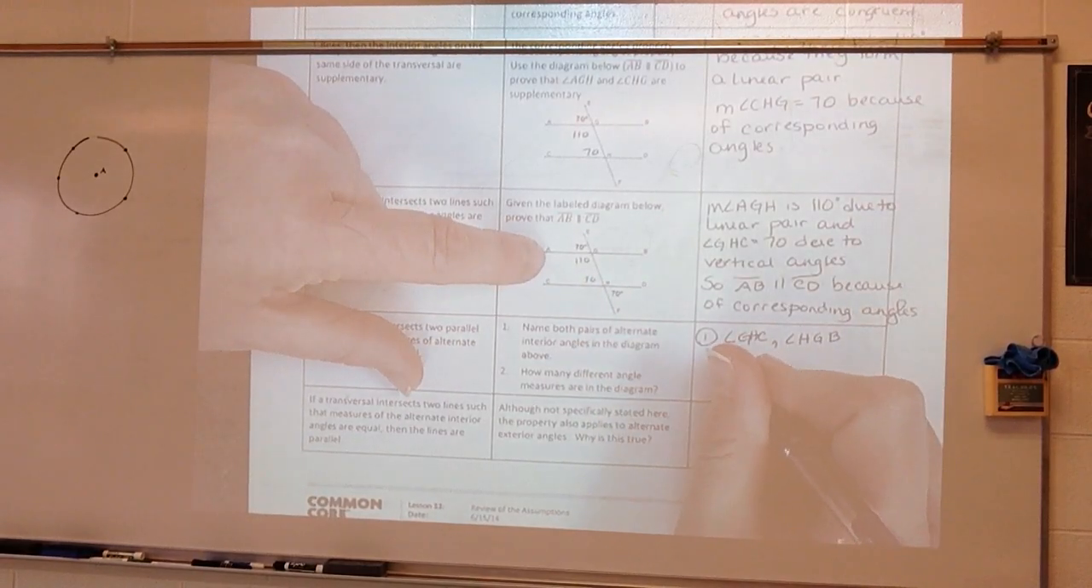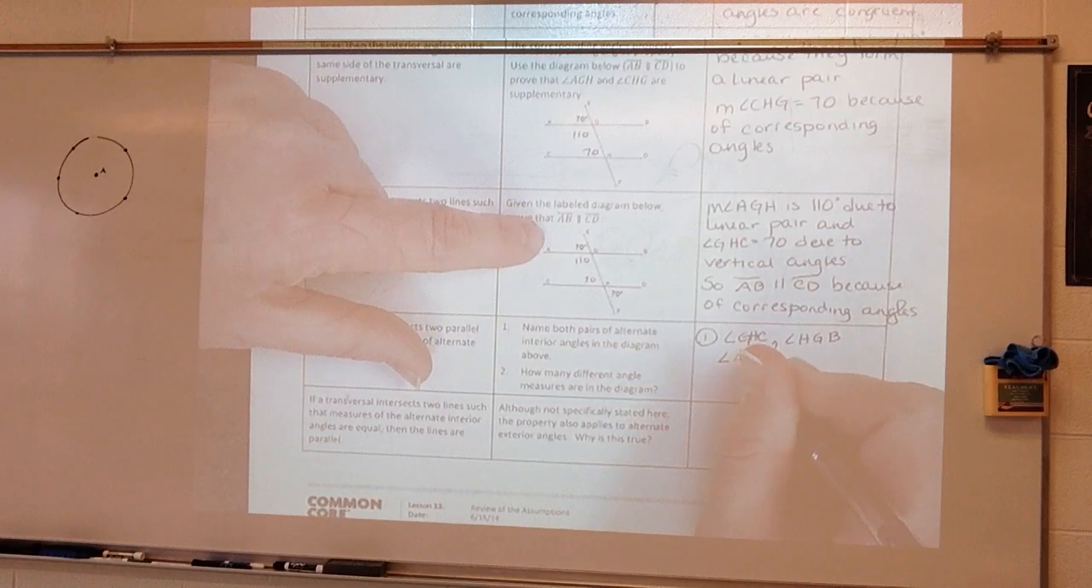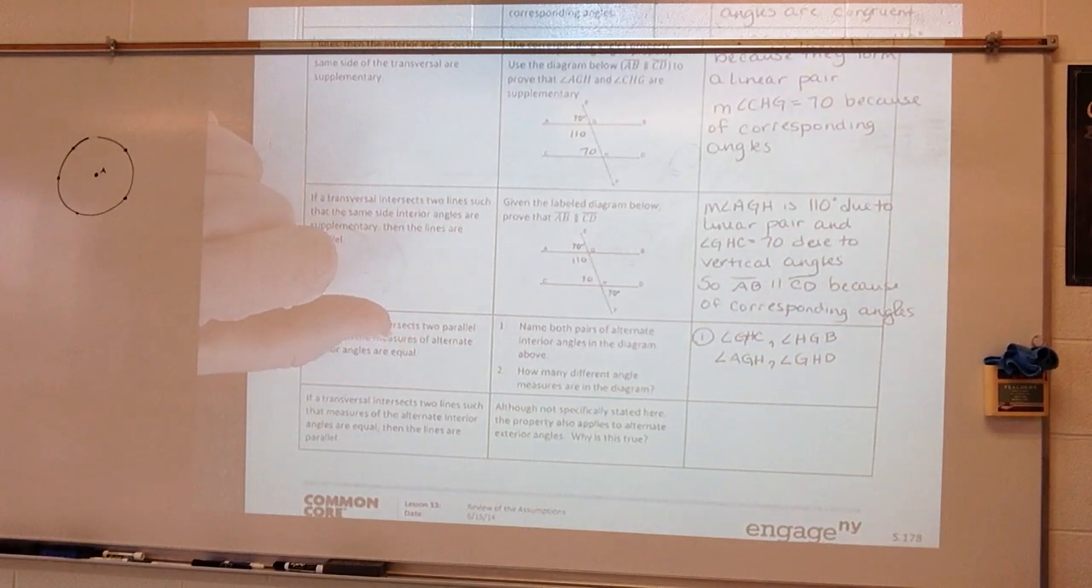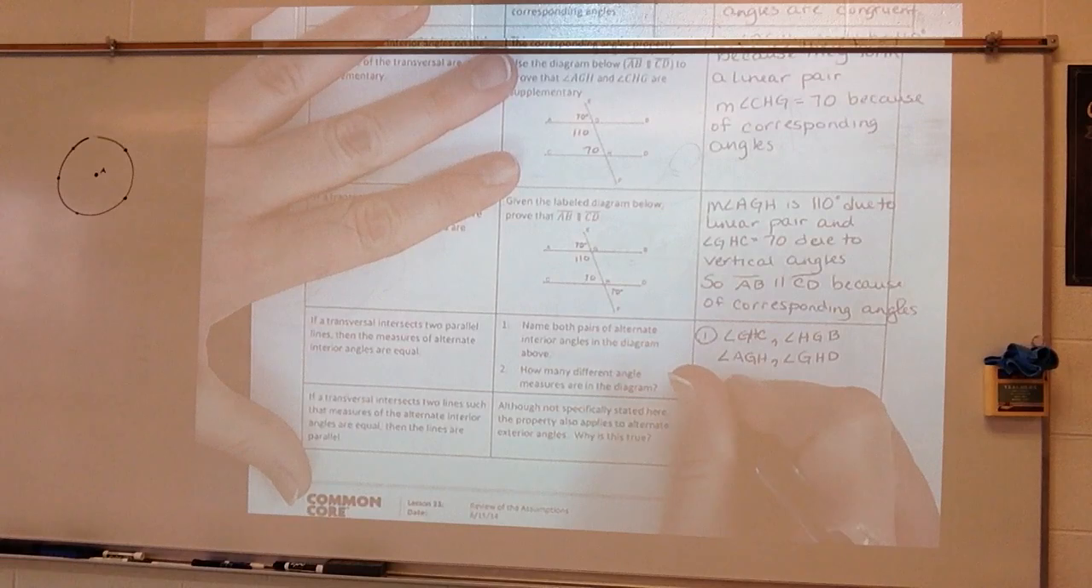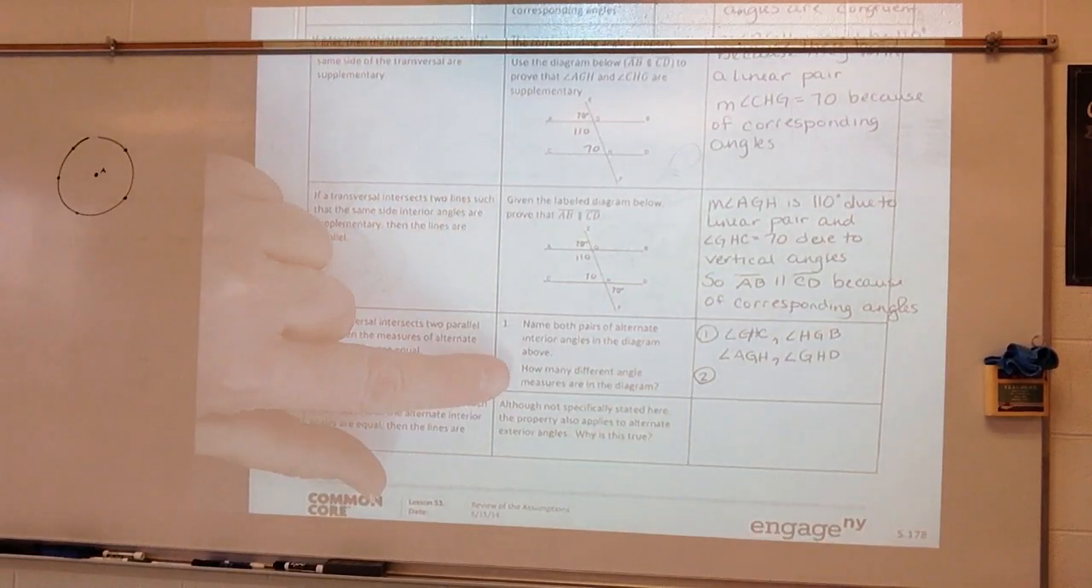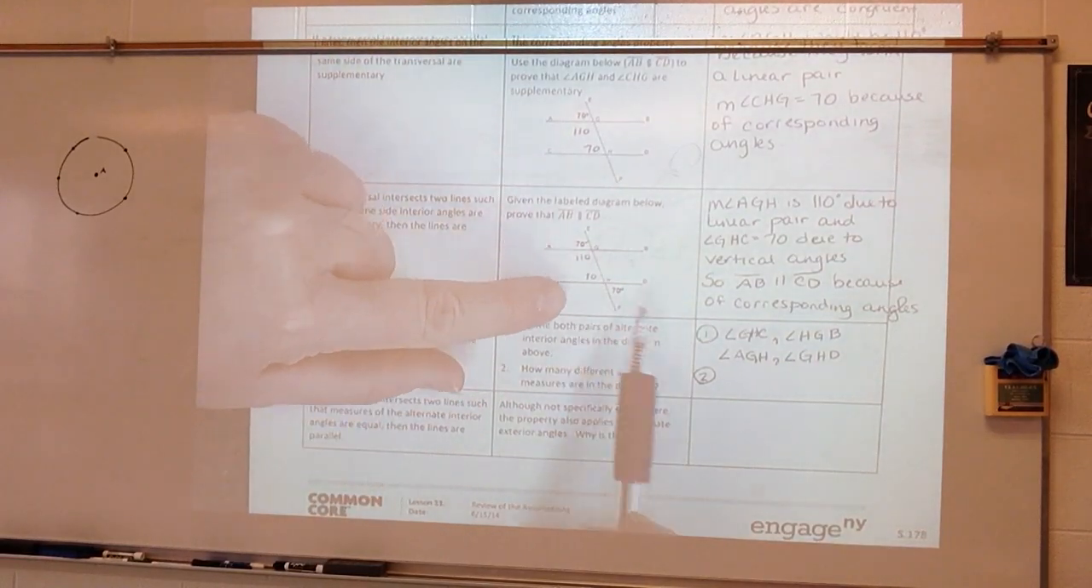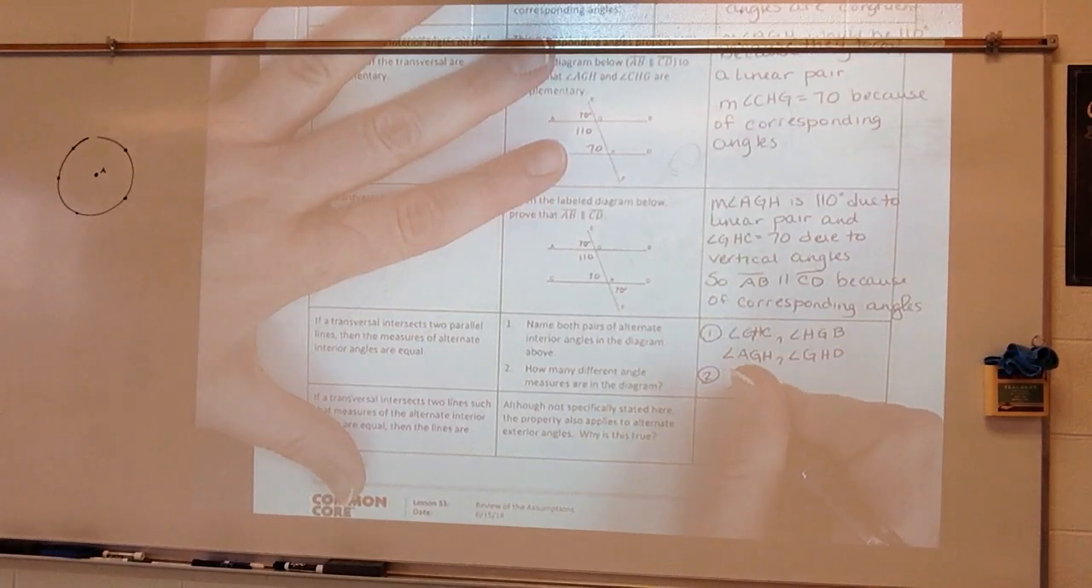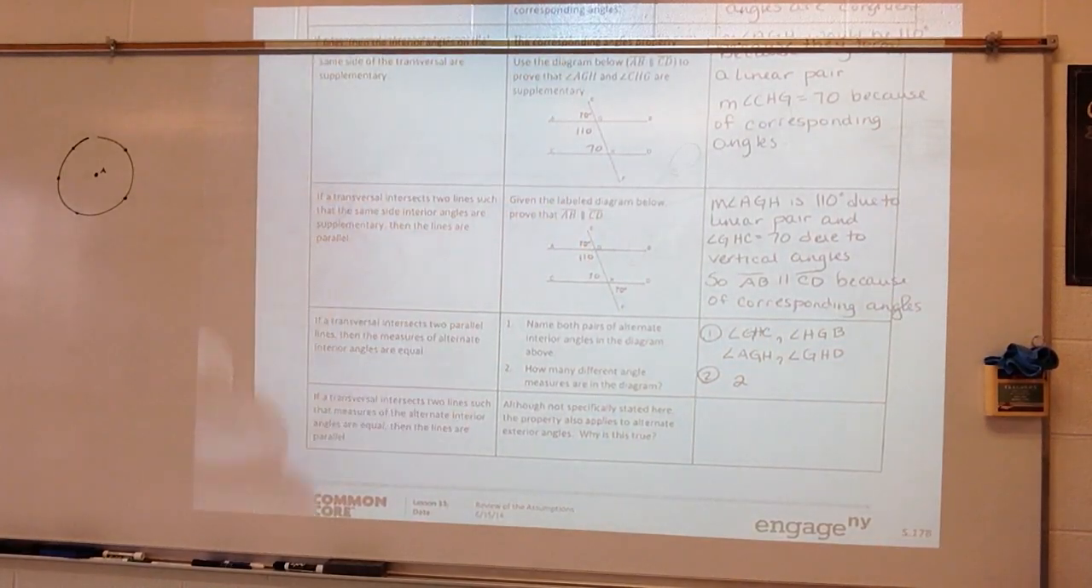And then we would have angle AGH and angle GHD. How many different angle measures are in the diagram? Well, we've already proven that there's only two different measures, and that would be 110 and 70.